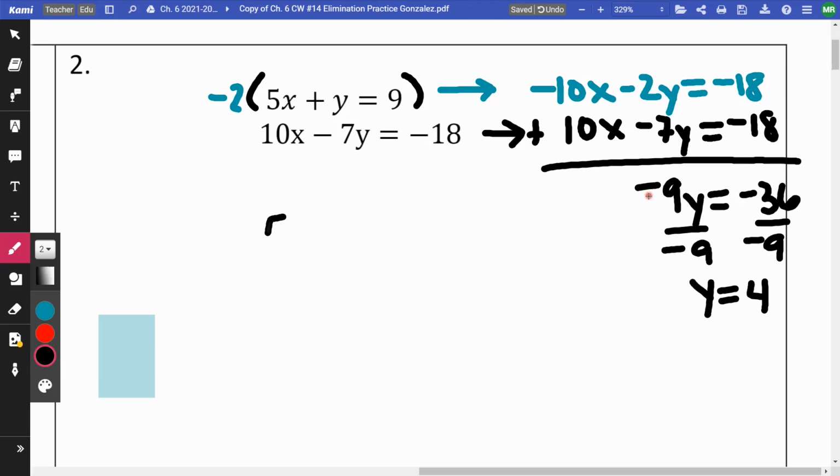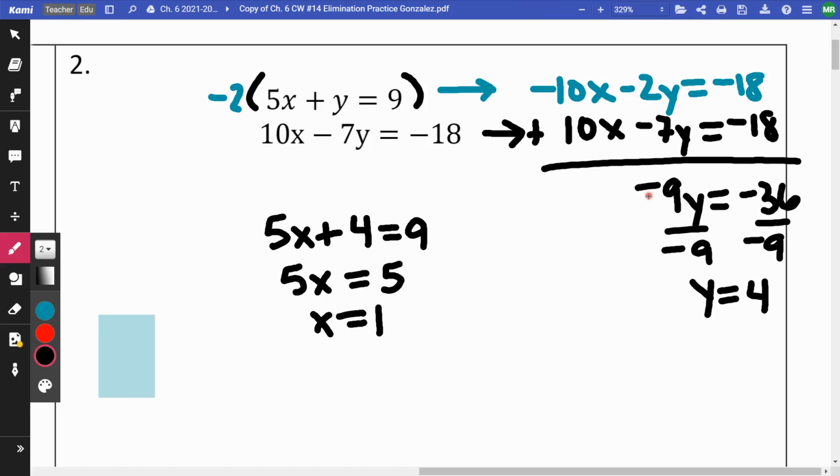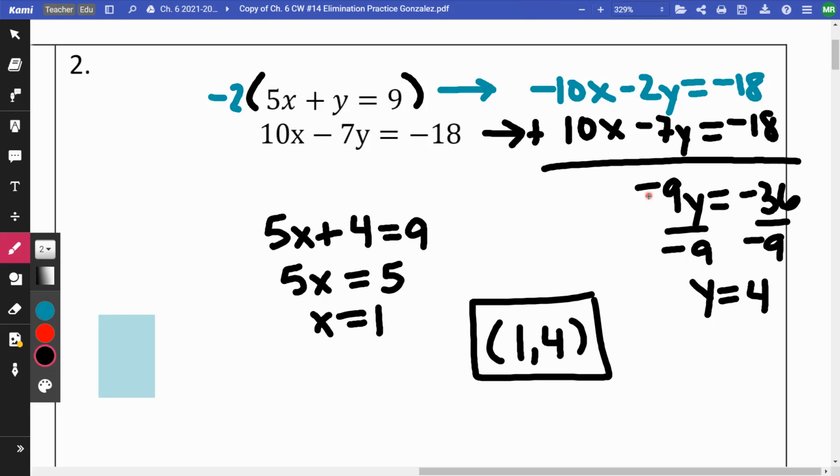I am going to put it into the top equation, 5x plus y, which is 4, is equal to 9. So I get 5x, and when I subtract 4 from both sides, I get 5x equals 5. So x equals 1. So my answer is going to be (1, 4). That is the point of intersection.